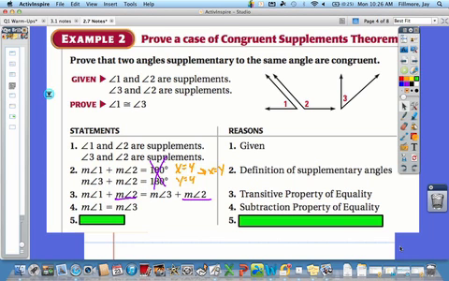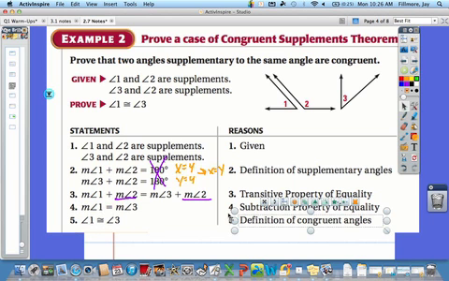But we're not quite finished yet, because we're not asked to prove if the measures are equal, we're asked to prove if they are congruent. So to go from the measures being equal to saying they're congruent, we use our definition of congruence, or in this case, definition of congruent angles. Making that switch from equals to congruence is essential. And obviously we know if their measures are equal, then they're congruent. So that's kind of proving a case of the congruent supplements theorem. It's something you might have seen Euclid write to prove that it's true.